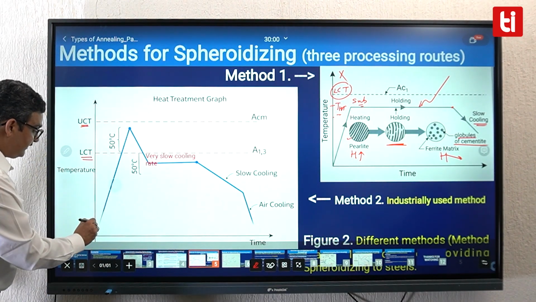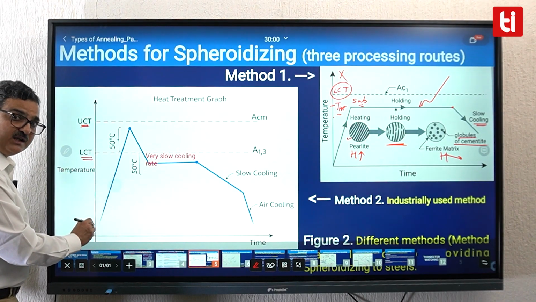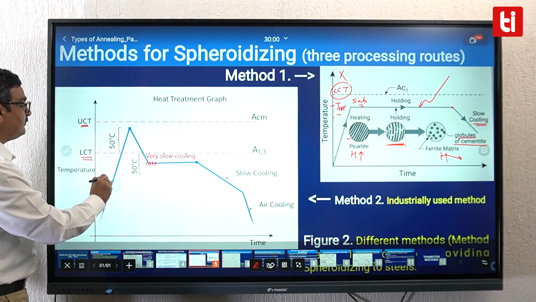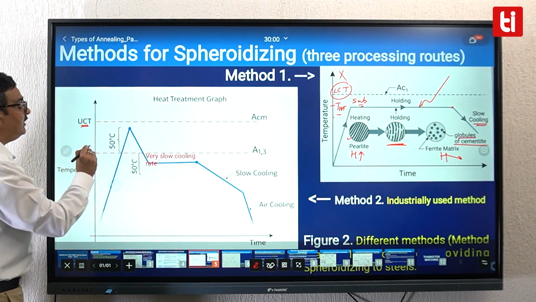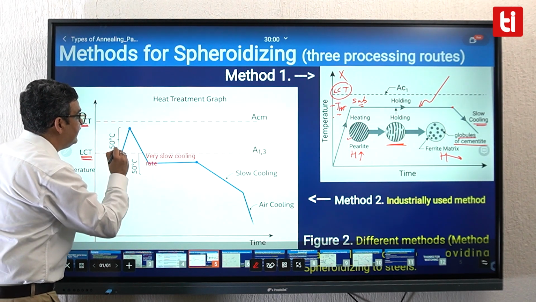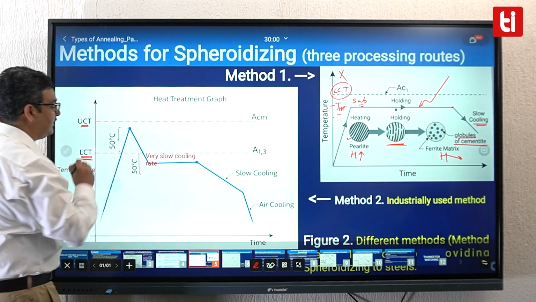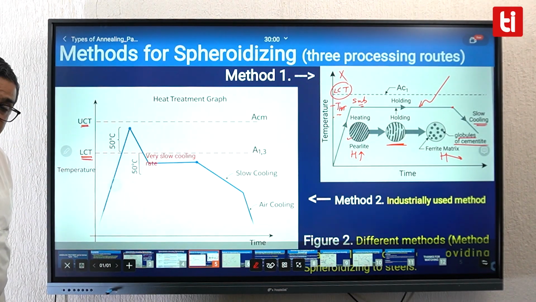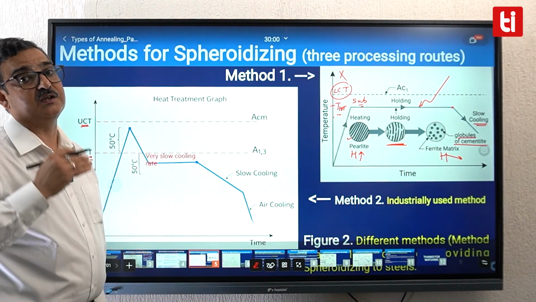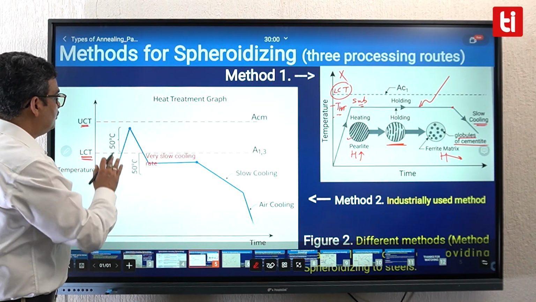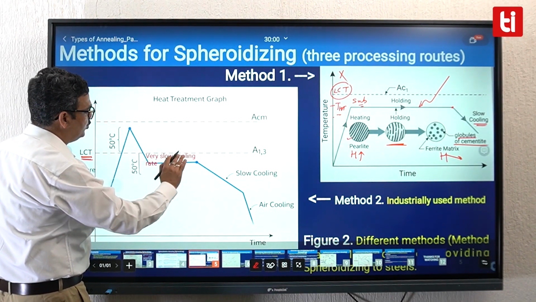We take the steel at room temperature, which has to be given spheroidization annealing. We take it to a temperature which is more than the lower critical temperature. But please mind, never go beyond 50 degrees in excess of the lower critical temperature. Why this restriction? So that austenite does not become chemically homogeneous. Then you do very slow cooling.